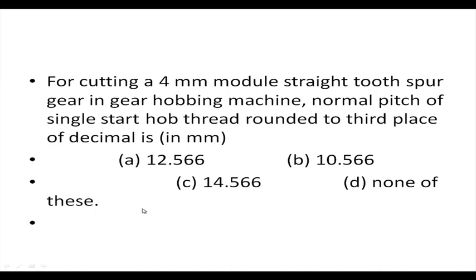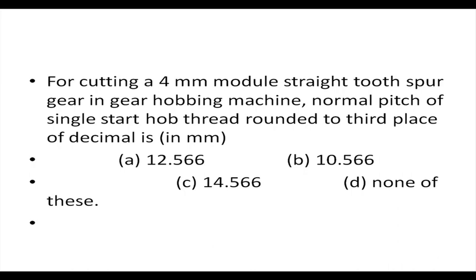We were discussing last time this question, for cutting a 4 millimeter module straight tooth spur gear in a gear hobbing machine. Normal pitch, I made a small correction here, it was written previously as pitch. So, I have made a change. Normal pitch of the single start hob thread rounded to third place of decimal is in millimeters. There are 4 options given. What do we exactly mean?